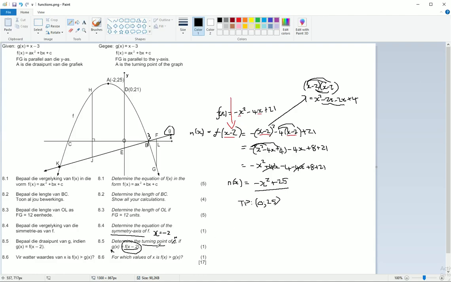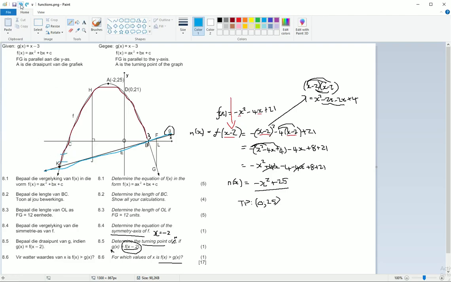Great. And the last question: for which values of x is f of x greater than g of x? So f of x is your parabola, this one, and g of x is your straight line. They want to know for what values of x your parabola is on top of, bigger than, your straight line. These are your y values. F of x, that whole symbol, we know is y, so we are comparing y values.